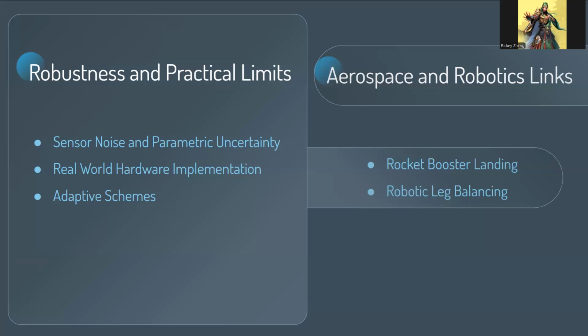In robotic leg balancing, joint torques serve a similar function, and the insights drawn from the cart pole problem transfer very naturally to higher complexity platforms. This demonstrates the broader applicability and enduring relevance of classical state feedback control.